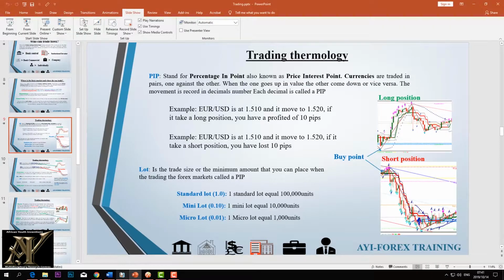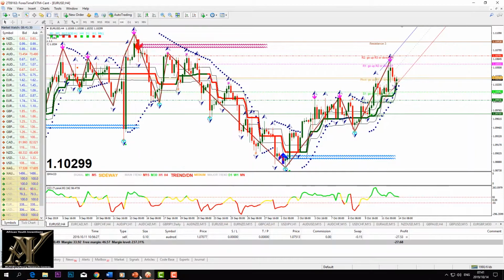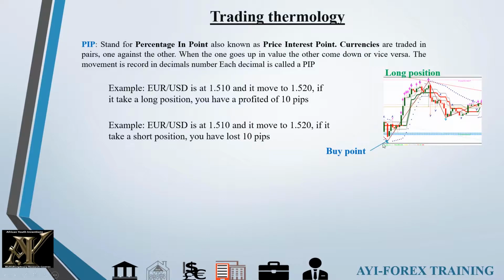Now to have a clear understanding, I'm going to go to the software. In between this currency, I'm using euro and USD. Now when it's going up here, the price is changing. I'm buying at a lower price and then it's going up, but when it comes here, I must sell because now I have a higher price, it must go down to the short mark. This position is called a long position. Here I showed a buy point. I buy from here and when it's going up here, I'm taking a profit. But if I buy from here and it's going in the short position, then I'm losing.